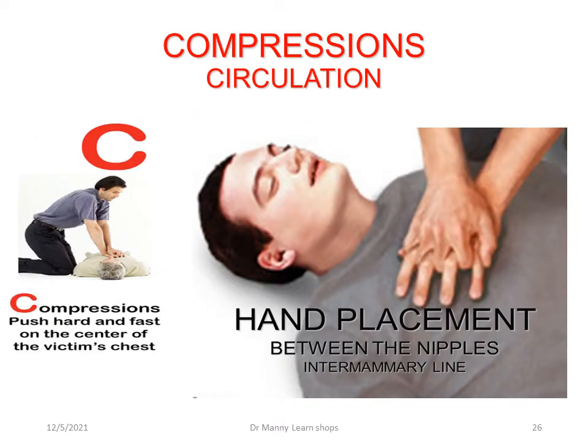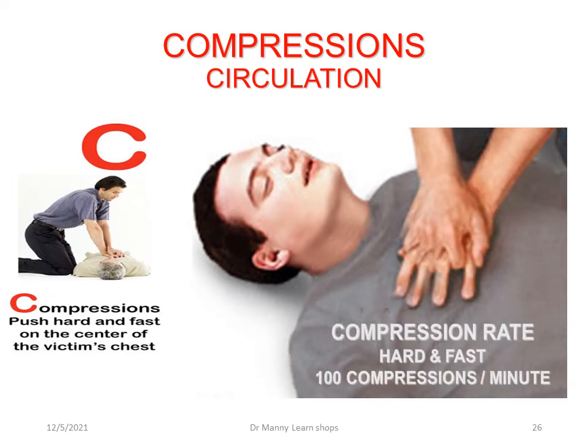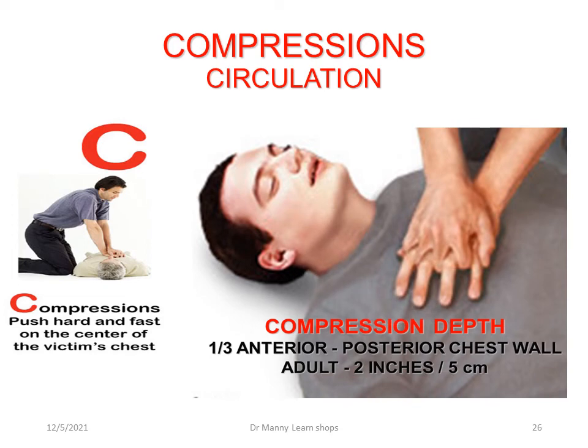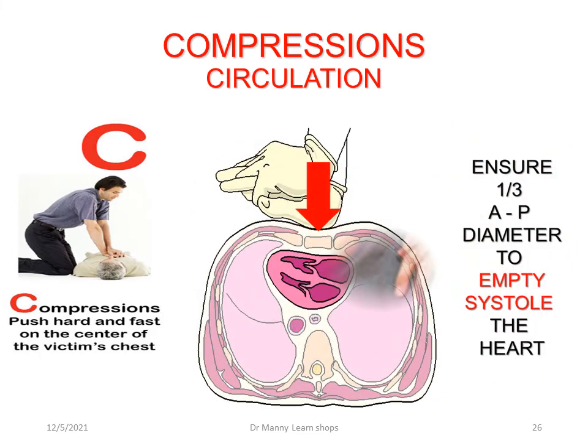Compressions, let's review them. Hand placement is between the nipples, or the intermammary line. Compression rate: hard and fast, approximately 100 compressions per minute. Compression depth: push hard, 1/3 of the anterior posterior chest wall in an adult, that's about 2 inches, 5 centimeters. Ensure 1/3 of the anterior posterior diameter is compressed to empty a systole of the heart.